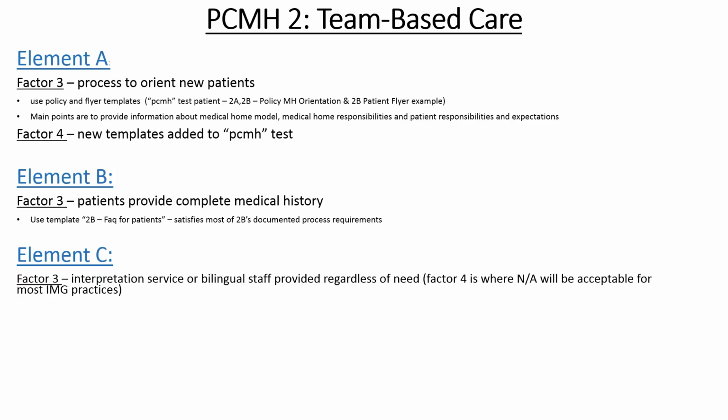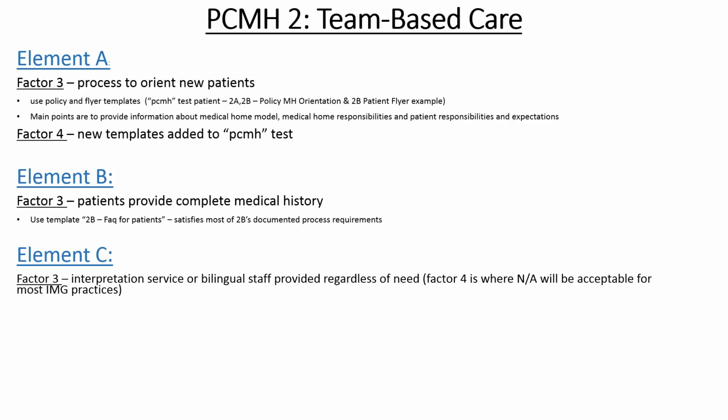So factor 4 is where there's an option for NA, which is, for most of our practices, having to provide printed material or educational material in a language other than English. But keeping in mind that factor 4 is, for the most part, NA for our offices, factor 3, they are looking for some type of service or bilingual staff regardless of what that breakdown of the population language is.